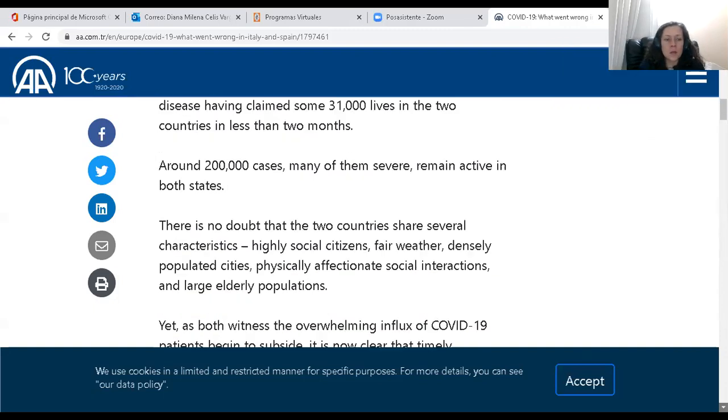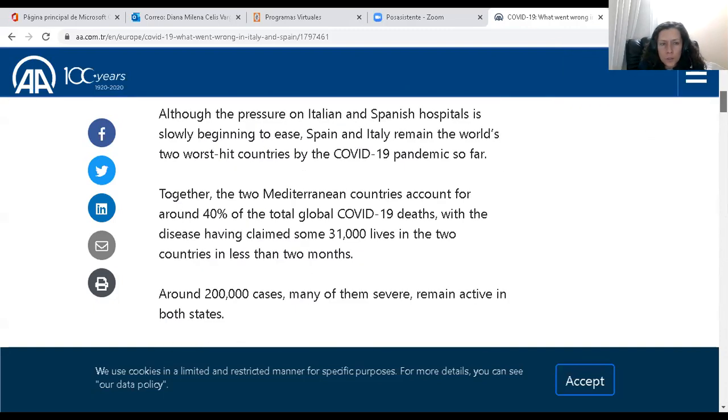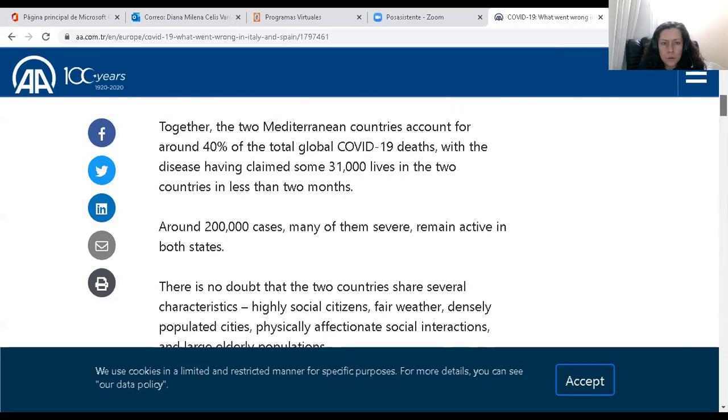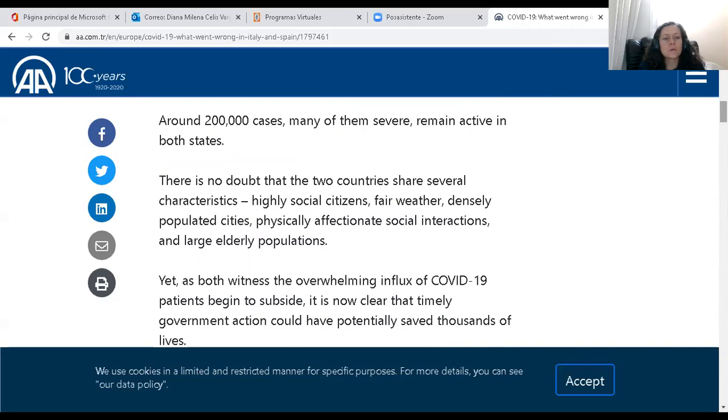There is no doubt that the two countries share several characteristics: highly social citizens, fair weather, densely populated cities, physically affectionate social interactions, and large elderly populations. As both witness the overwhelming influx of COVID-19 patients begin to subside, it is now clear that timely government action could have potentially saved thousands of lives.